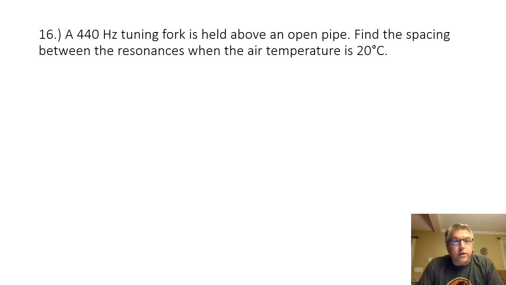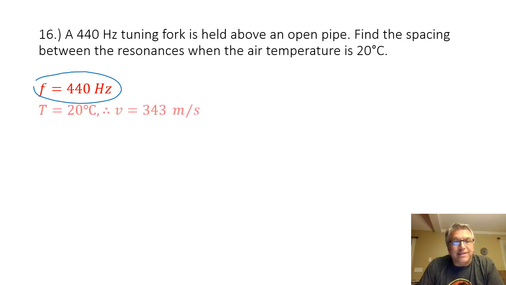Find the spacing between the resonances, in other words, between the harmonic frequencies, when the air temperature is 20 degrees Celsius. So I know that the frequency of the tuning fork is 440 Hertz. I know if the air temperature is 20 degrees Celsius, that means that the speed of my sound wave is going to be 343 meters per second.